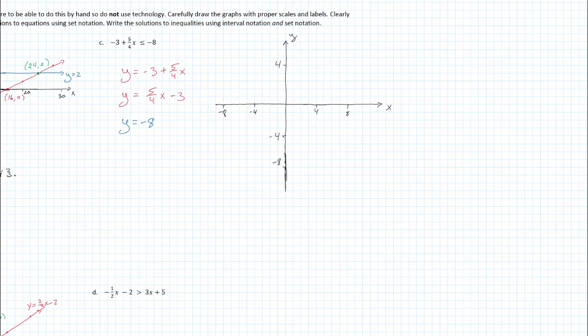Since we have y equals -8, let's do that one first. It's the easier of the two. Y equals -8 is going to be a horizontal line with a height of -8. Drawing it straight across here. Go ahead and label the y-intercept of 0, -8.